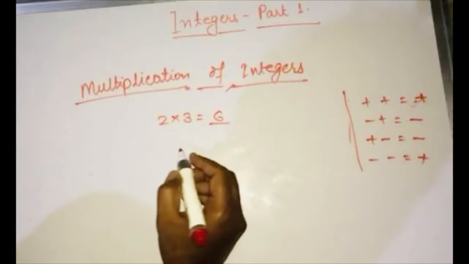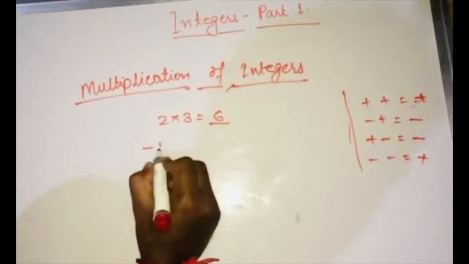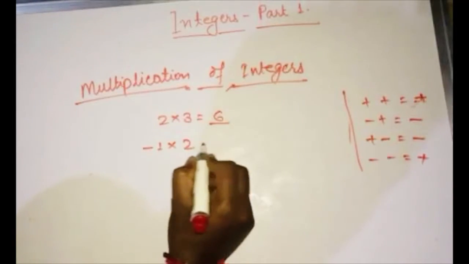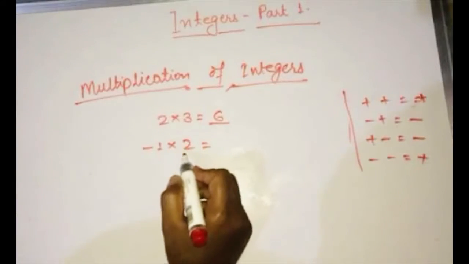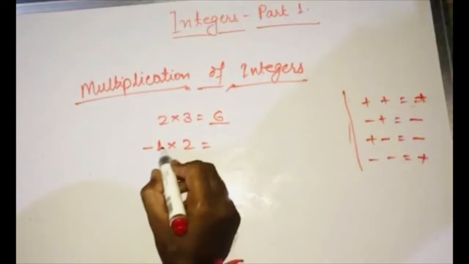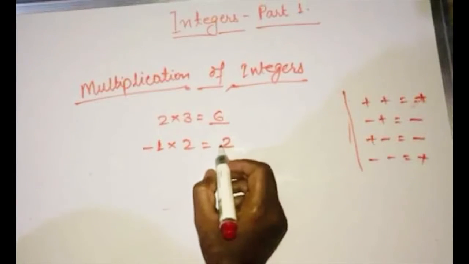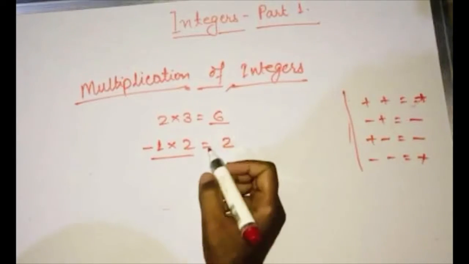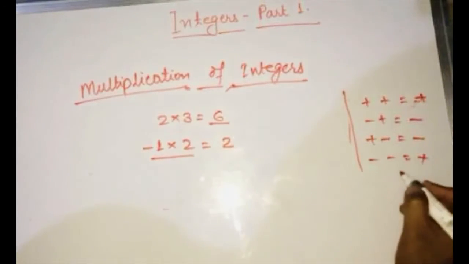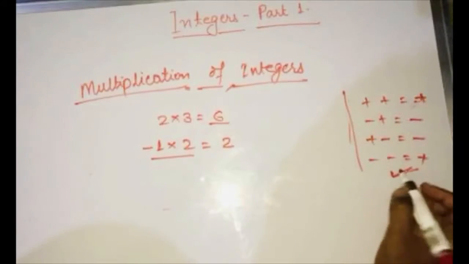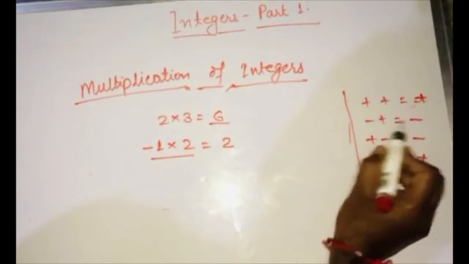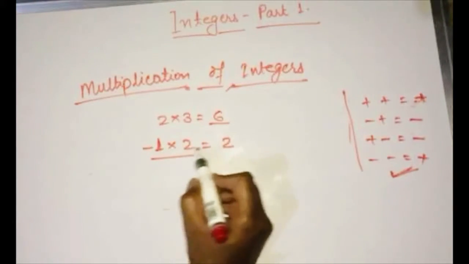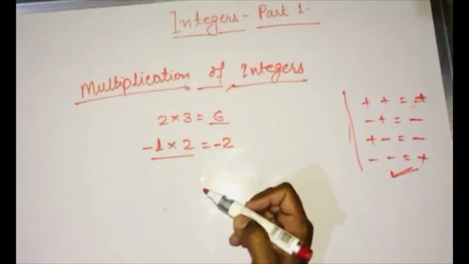But in the case of integers, suppose you are multiplying minus 1 into 2, just as a simple example. You consider 1 into 2 is 2, but the sign will come in because you are multiplying two integers. So how do you identify the sign? Again, you have to keep this method in mind. Minus 1 is minus, 2 has no sign, which means it's positive. So minus times plus means you will have to keep the minus sign over here.